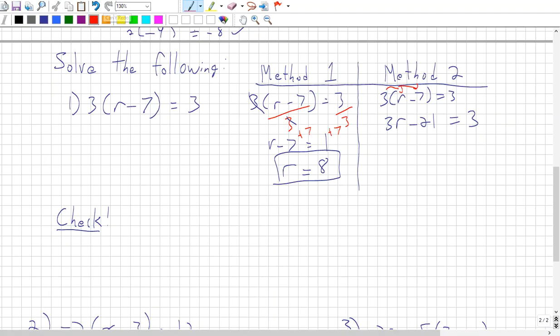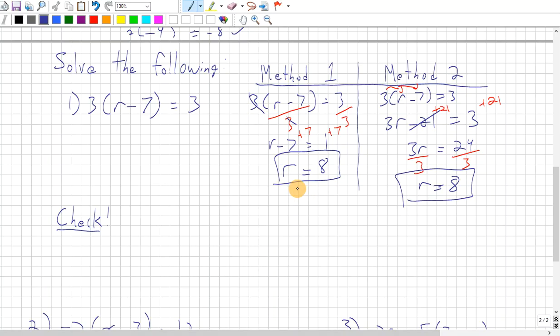My next step would be to eliminate the add or subtract first, right? Do the reverse order of operations. So add 21 on both sides. So that eliminates it there. I'm left with 3r is equal to 3 plus 21 is 24. And my last step is going to be division, because this is 3 times r, we do the opposite operation. And that leaves us with r is equal to 8 again, which is what we had on the other side, but just, of course, a different way of doing it.